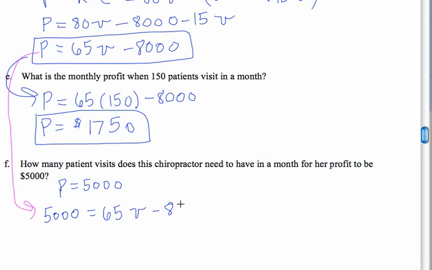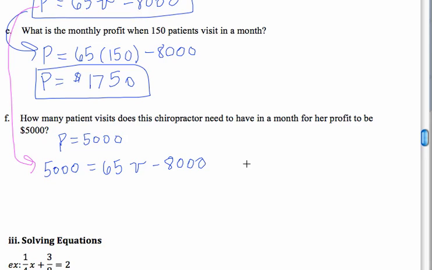That's what we want. So we're going to add 8,000 to both sides. Now this is one you can do in your head. No scratch work necessary because the numbers are really easy. 5,000 plus 8,000, well, 5 plus 8 is 13. So that's 13,000 equals 65V. So divide both sides by 65. I can't do that in my head.